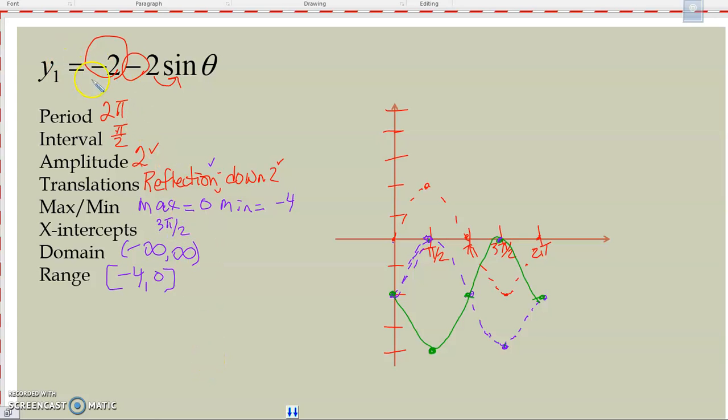Okay, so we did vertical shifting, that's the number in front... we did reflection if we have a negative in front of the function. And then we did an amplitude change if there's a number in front of the function.